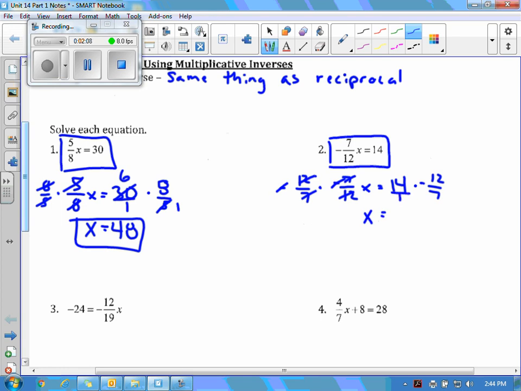So then I'm multiplying 14 over 1 times negative 12 over 7, so a positive times a negative. So I know my answer is going to wind up negative. And then I can simplify. 7 divided by 7 is 1. 14 divided by 7 is 2. So I do 2 times 12, and I get 24. And that's negative 24.